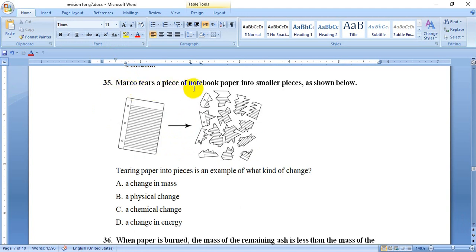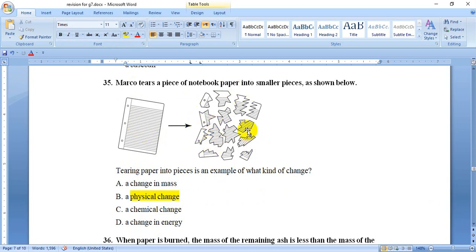35. Marco tears a piece of notebook paper. Here we have the paper, and we cut it into smaller pieces. So what happens? Tearing paper into pieces is an example of what kind of change? Change in mass, physical change, chemical change, a change in energy. Of course, cutting paper into smaller pieces is a physical change, because as we said, the paper will not change into a new substance. It will have the same identity.